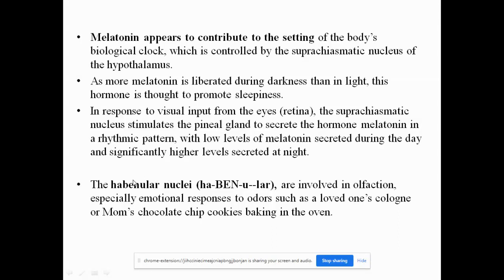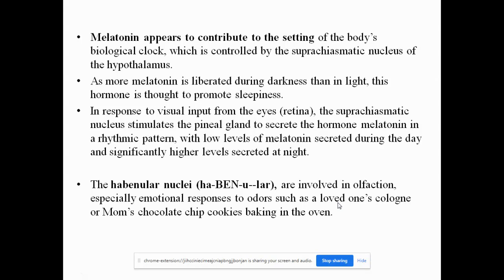There is another nuclei called the habenular nuclei. This is involved in smell, that is olfaction. That is the response to odors, like the scent of chocolate chip cookies. From a distance itself, you can understand what mummy is cooking.